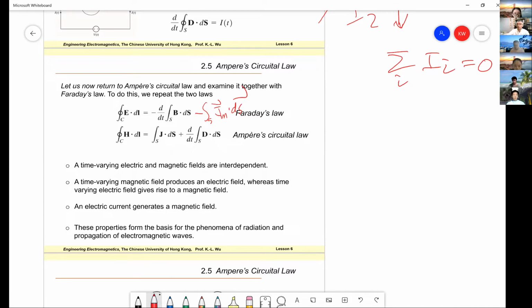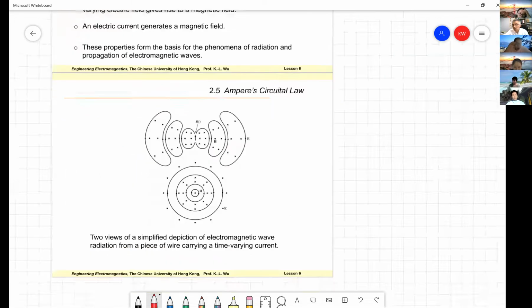And the most important thing these two equations tell you is that a time varying magnetic field generates an electric field, and a time varying electric field generates a magnetic field. This is the most important. All right.